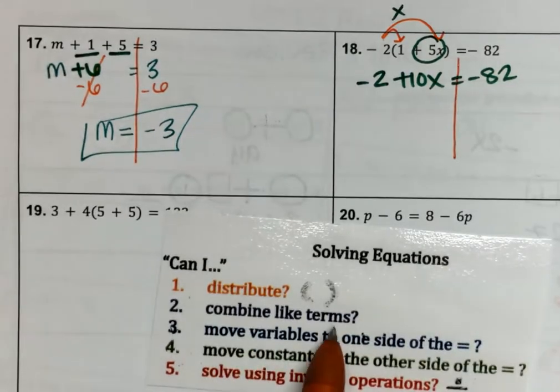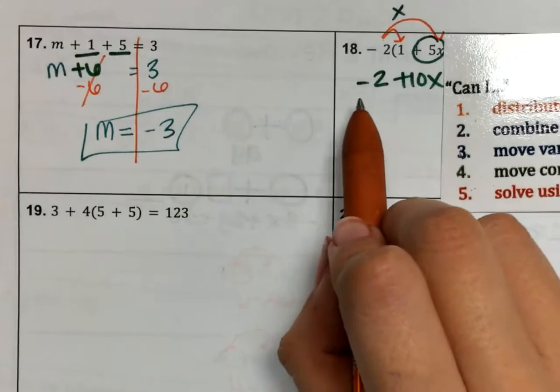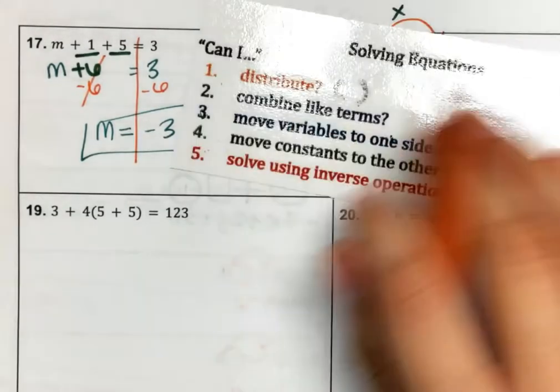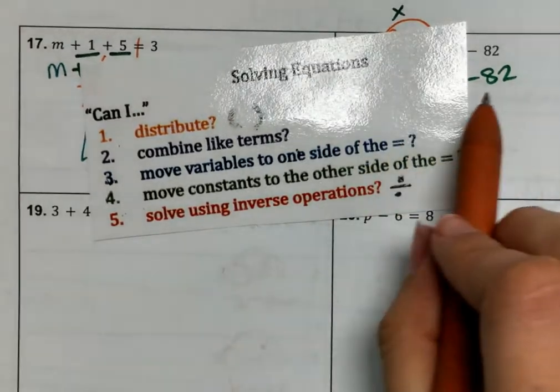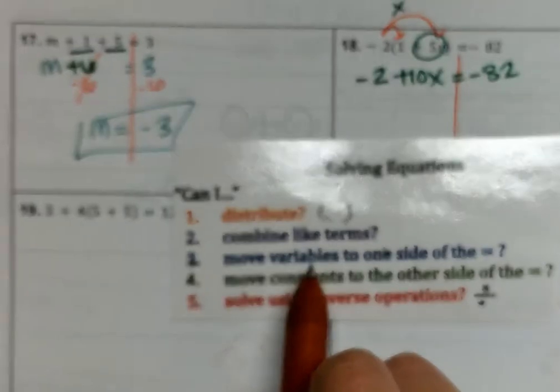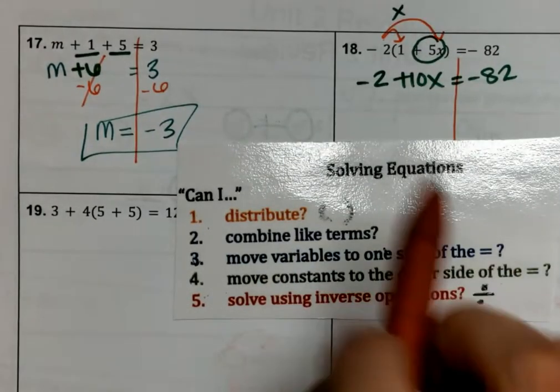Can I combine like terms? Cover the right side. These cannot combine. The negative 2 does not have an x, while the 10x does, so they are not like terms. And then on my right side, I only have one number, so it can't combine with anything. So I'm on to step 3. I'm on to step 4, move constants to the other side of the equal sign.